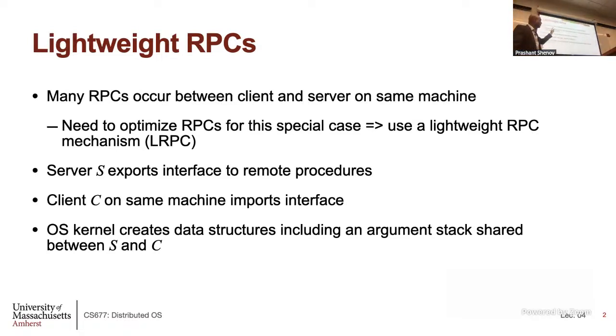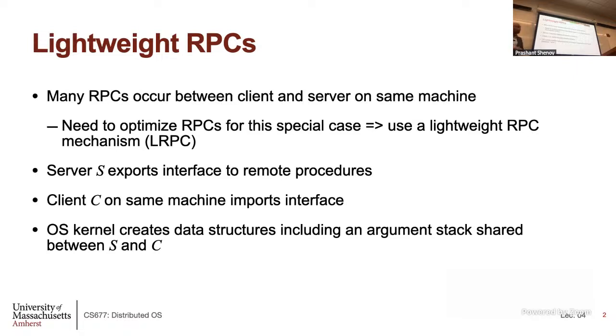Okay? So today we'll talk about a lightweight RPC. So the lightweight RPC, think of it as a special case where both the client process and the server process are on the same machine. Okay? The general case is where the two processes that are communicating using RPCs reside on two different machines, okay, that are over a network. Okay? But in the special situation where the client and the server are on the same machine, you can optimize the RPC runtime system, and that optimized version or the special case version is referred to as a lightweight RPC.